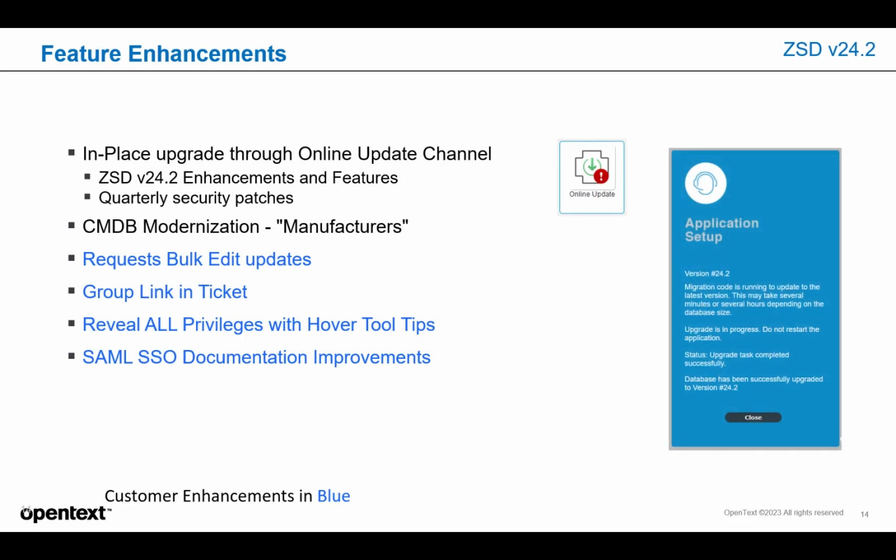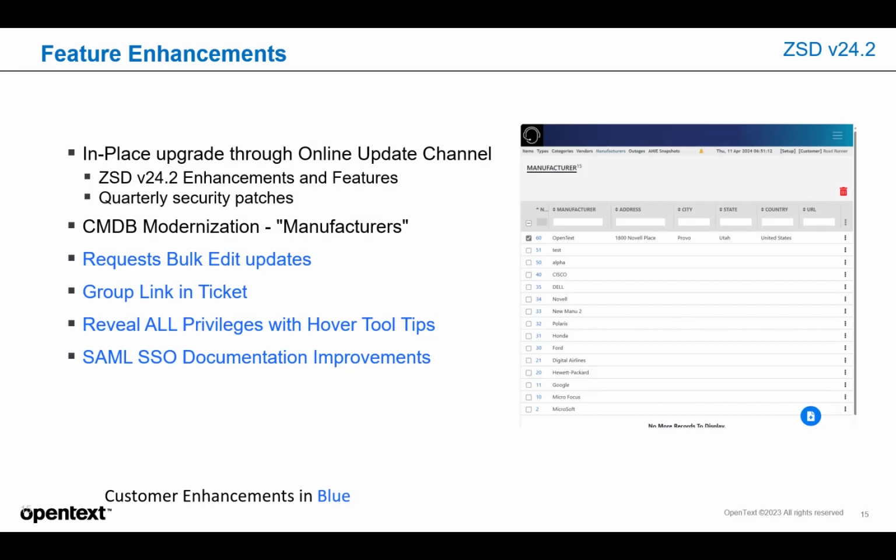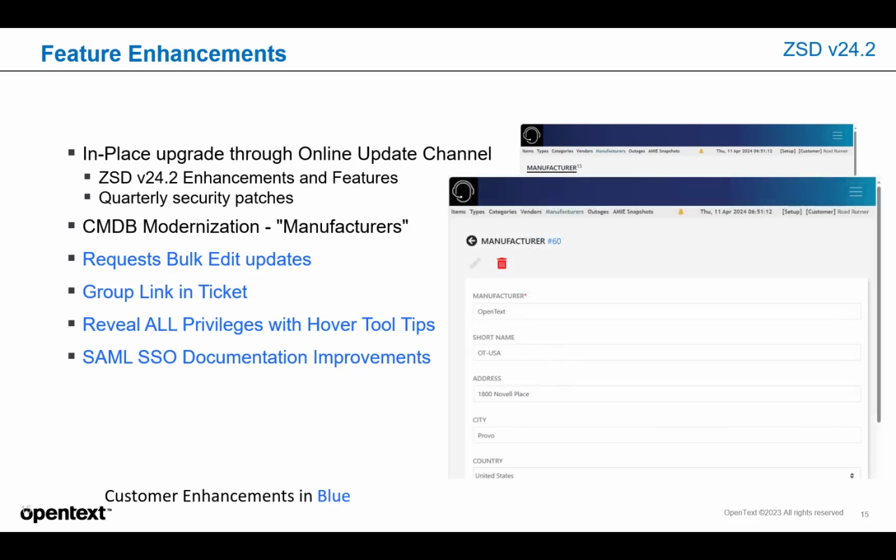The first feature enhancement is about the in-place upgrade through the online update channel in the administration console of the appliance. You'll be receiving the ZSD 24.2 enhancements and features as well as the quarterly security patches. We continue to modernize ZENworks Service Desk with the latest Angular and Spring coding. In this release, we've done the manufacturers to give it the most common look and feel between the list as well as the individual manufacturer details.